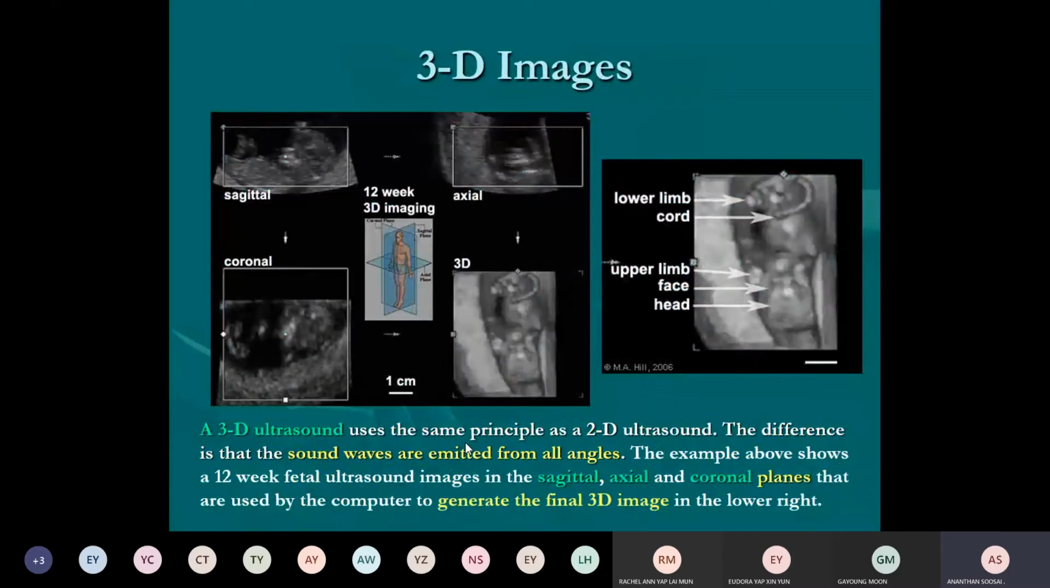Now we have 3D ultrasound. It uses the same principle as 2D ultrasound. The difference is that the sound waves are emitted from all angles. All angles. It gives a 3D image. Generate the final 3D image in the lower right.